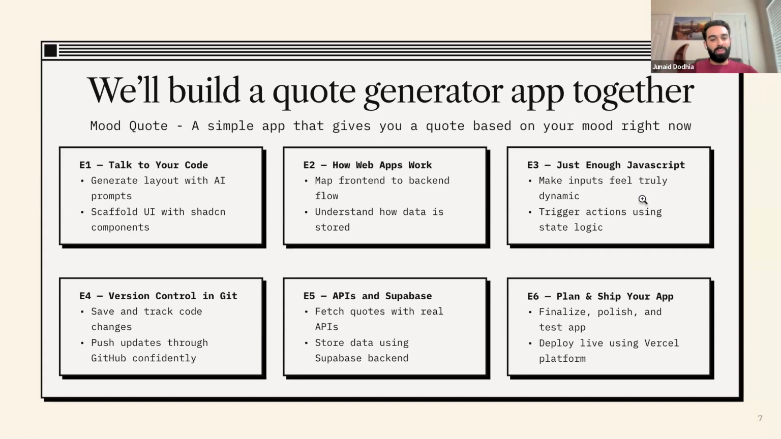It's a very simple application that allows you to ask your application to generate a quote for you depending on the mood that you're in. And we will talk about how to scaffold the UI from shadcn components. We will then talk about how the front end works with the back end, and then understand how database and APIs work. We will also understand how Git works, which is really important as a skill to have to save your code base and also collaborate with other people who will contribute to your application development.